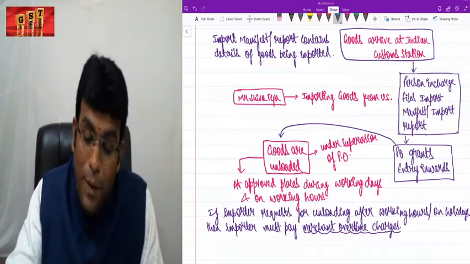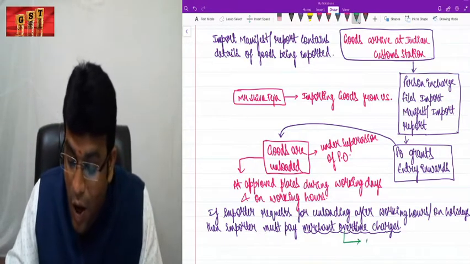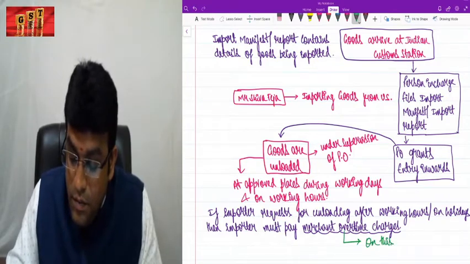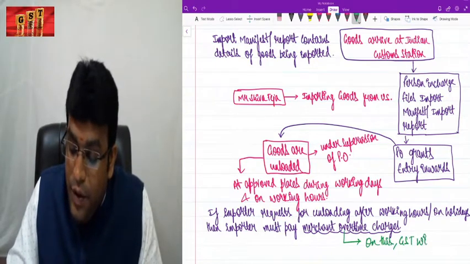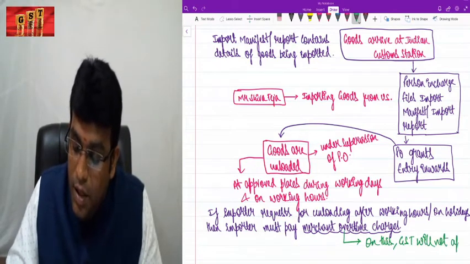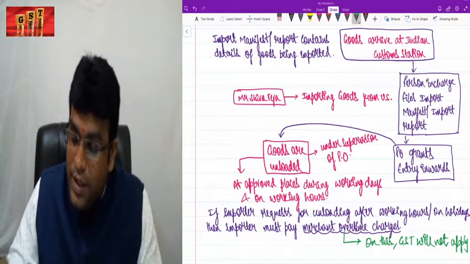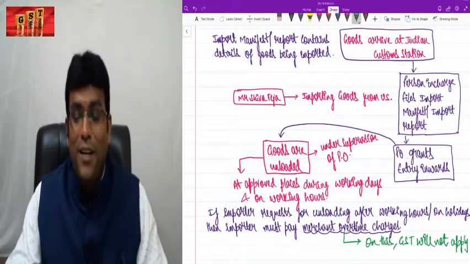An interesting point to be observed is that on this, GST will not apply. That is the interesting catch point you have to observe.